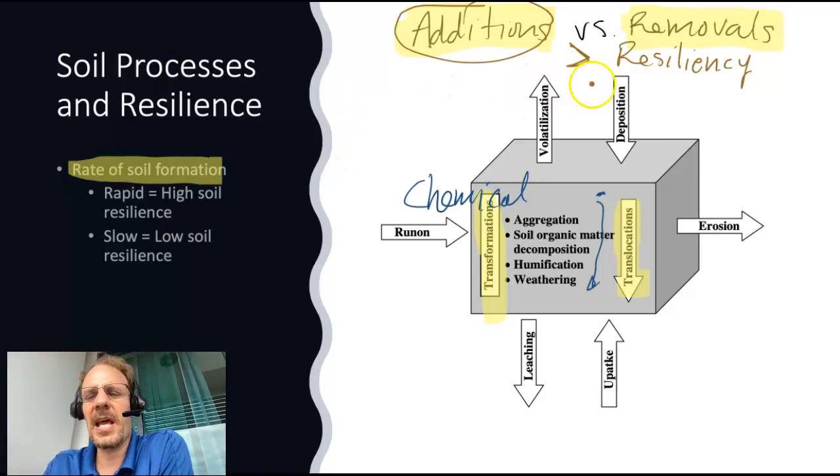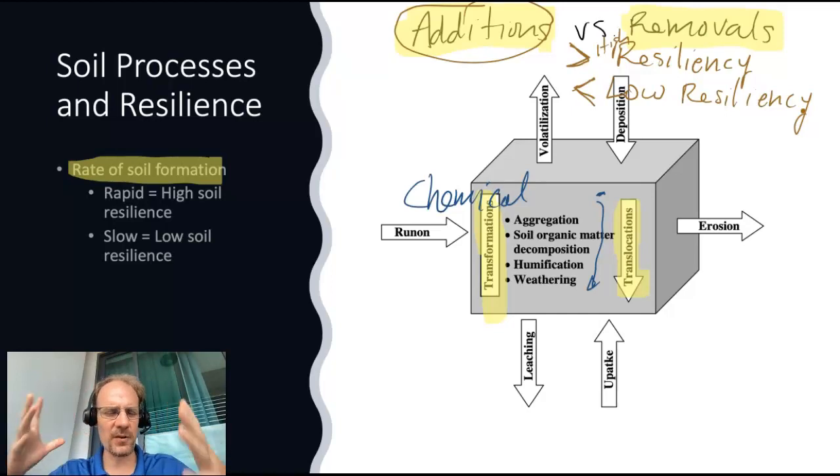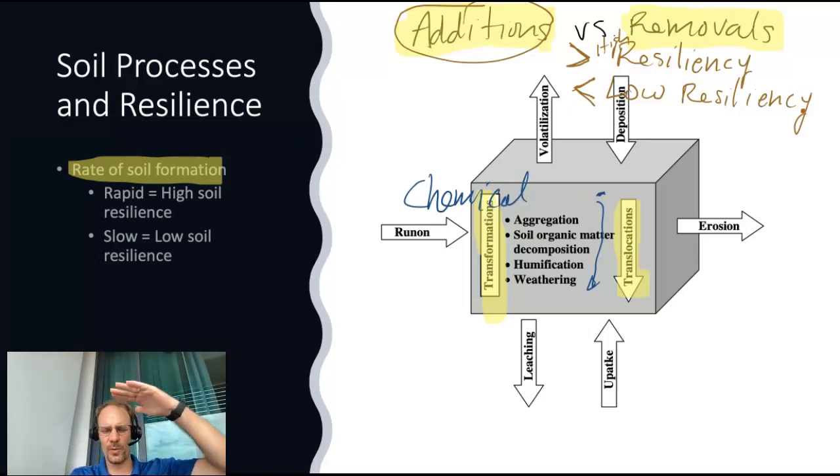But if we flip this and we have less additions and more removal, I forgot to write high here, then we're going to have low resilience. And that makes sense, right? Because we're losing the soil faster than we're gaining soil. And translocations can influence that. Transformations can influence that. But again, overall, we want deep soils. Remember, we want deep soils, not shallow, but deep soils.